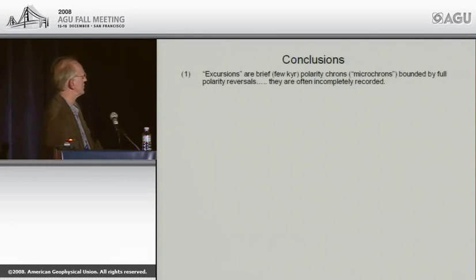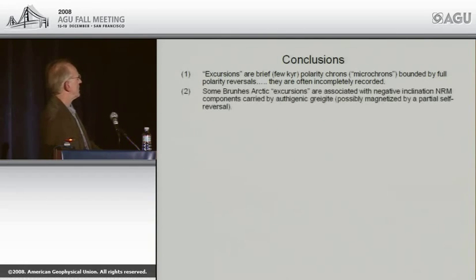So in conclusion, I would conclude that excursions are brief polarity chrons bounded by full polarity reversals. They are often incompletely recorded. The fact that they're full polarity reversals implicates the dipole field. Some Brunhes Chron excursions are associated with negative inclination NRM components carried by authigenic greigite, possibly magnetized by partial self-reversal.